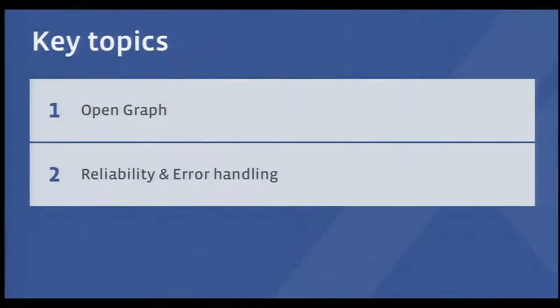We're mainly going to go through two main topics. First, we're going to talk about Open Graph a little more. We're going to go through creating an Open Graph app and also some Open Graph actions and see how that works. And then we're going to make some Open Graph requests using the Facebook API. And then the second major topic is reliability and error handling, which I'm sure everyone wants to learn about.